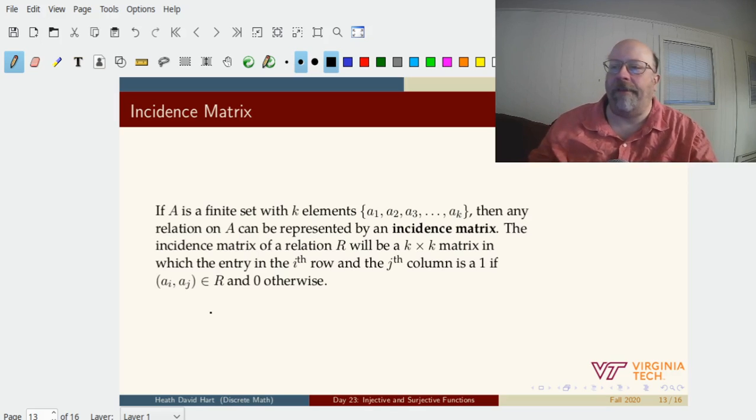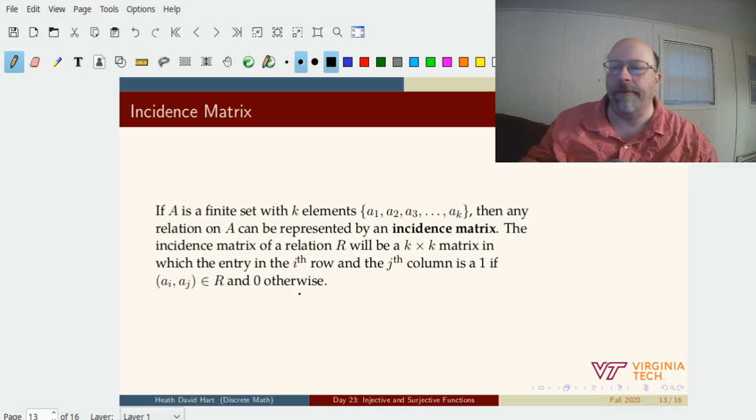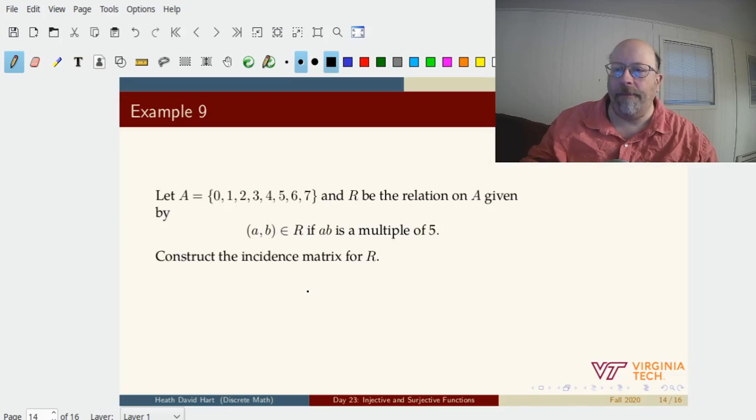If A is a finite set, then any relation on A can be represented by an incidence matrix. The incidence matrix will be a K by K matrix in which we put a 1 in any place where that ordered pair is included and a 0 otherwise. We'll do an example here. My set is 0 through 7. Okay. So we have 8 columns and 8 rows in our incidence matrix.